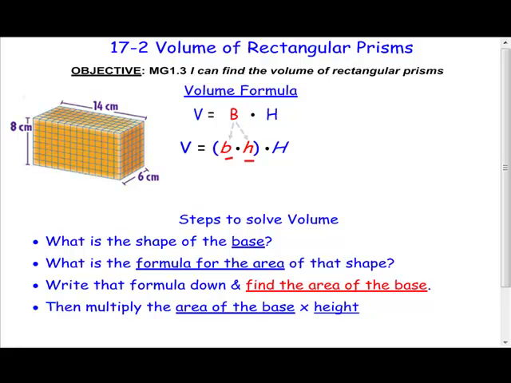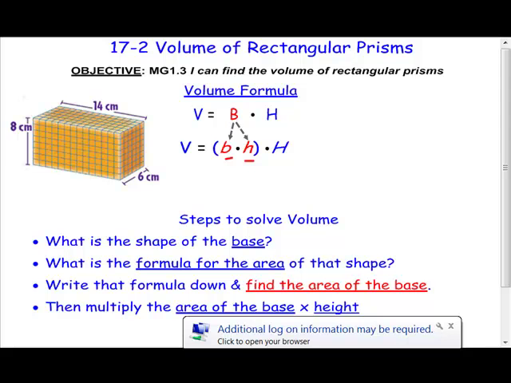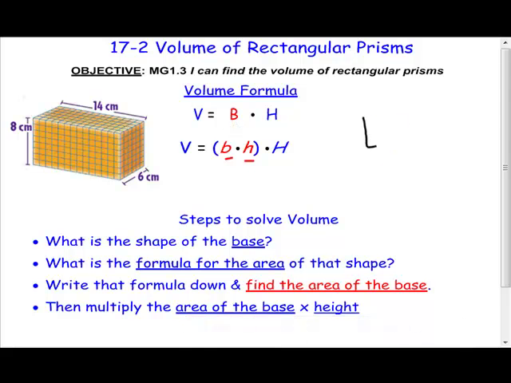This lesson is on finding the volume of rectangular prisms. A prism is a three-dimensional object. As you can see here, this is a three-dimensional object, as opposed to a two-dimensional object like that. This is a rectangle. And if you notice that on this shape, I can trace out a rectangle.